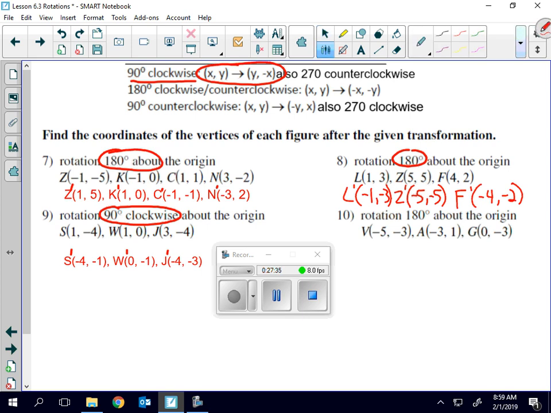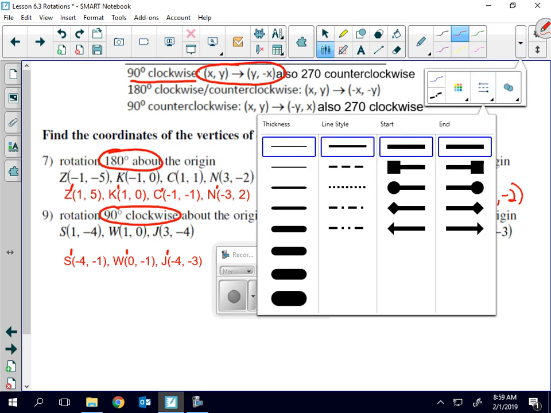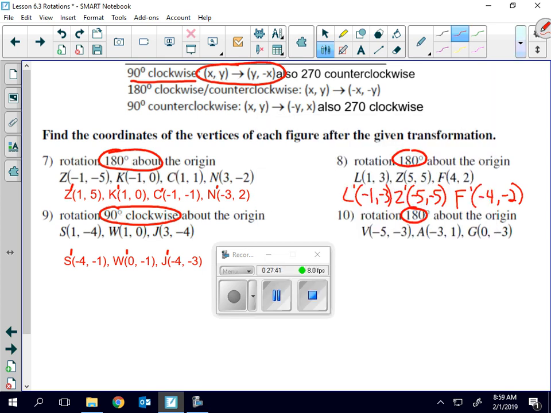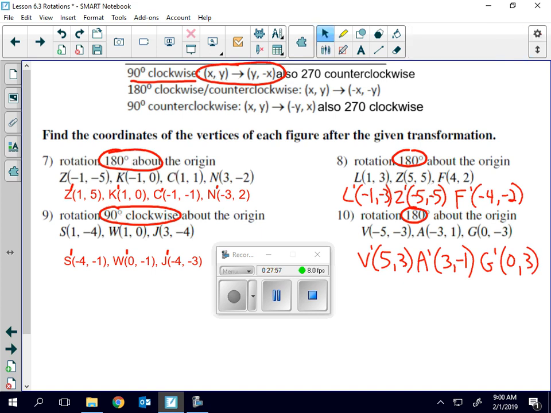And then we have another 180 degrees. That's just making them opposite. We're not flipping anything anywhere. So B prime is just opposite sign, opposite sign. A prime, opposite sign, opposite sign. And G prime, opposite, opposite. Okay?